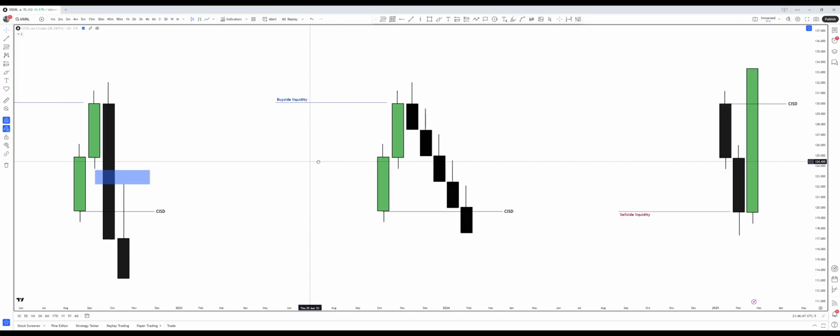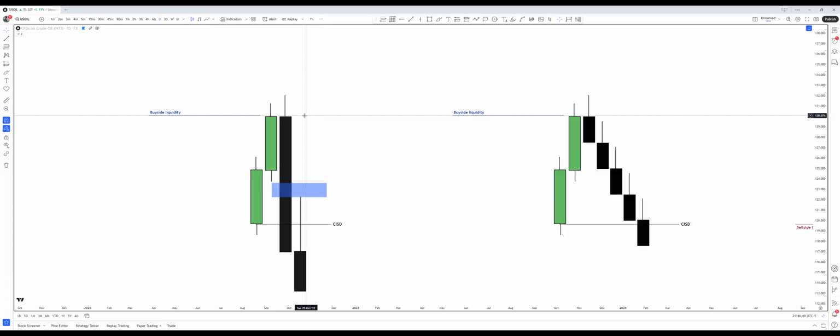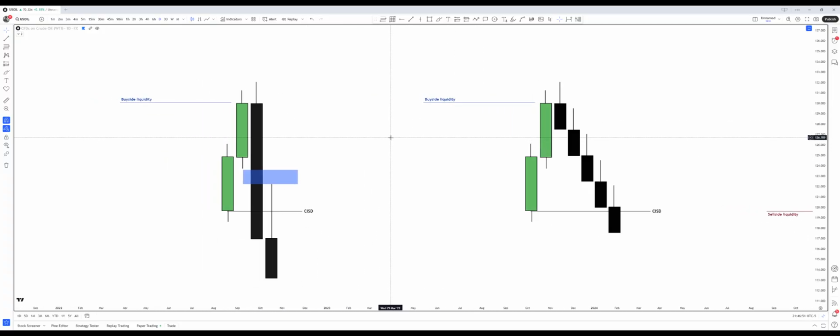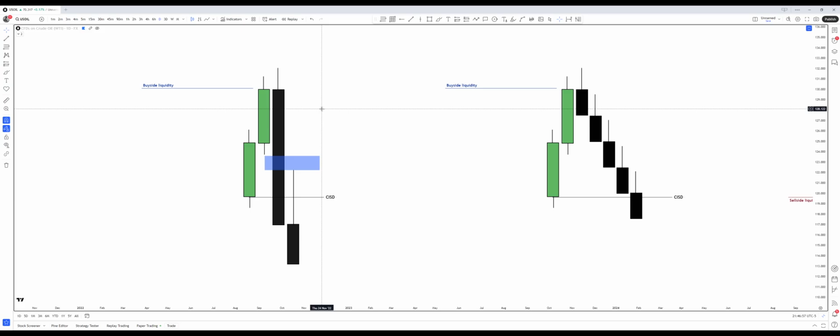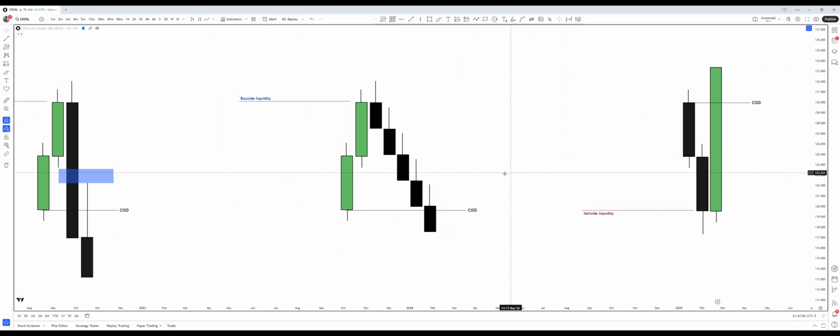So that's what it's all about. It's all about practicing and collecting data about it, and experiencing several different kinds of scenarios every day. All right, so we got the CISD with the inversion, the CISD with the breaker, the CISD with the breakaway gap, and the CISD with the fair value gap.